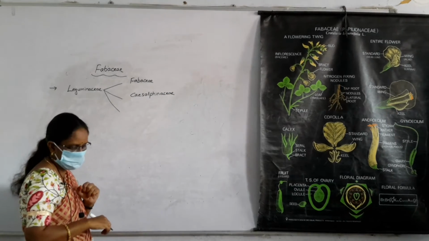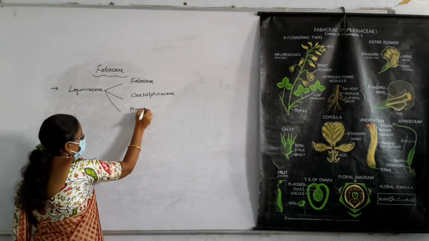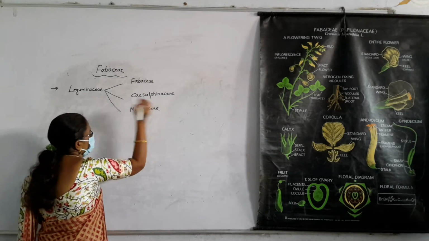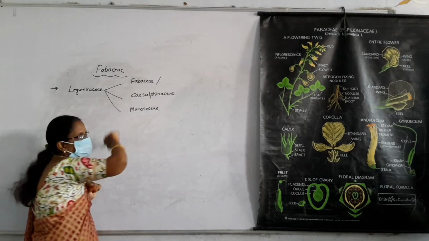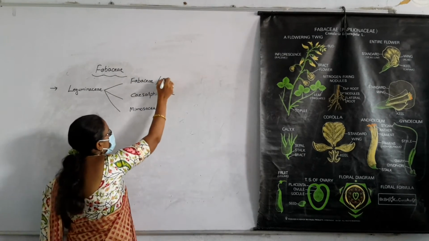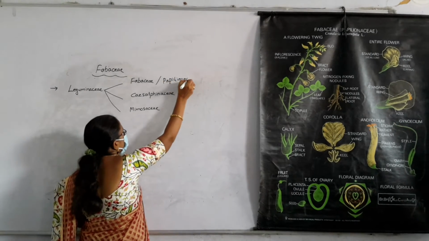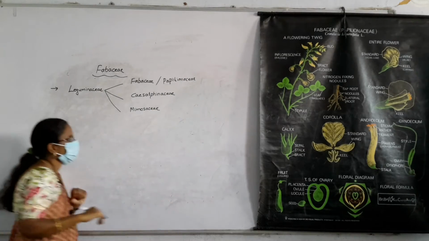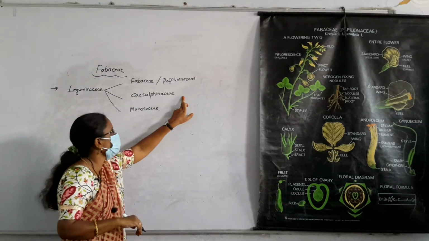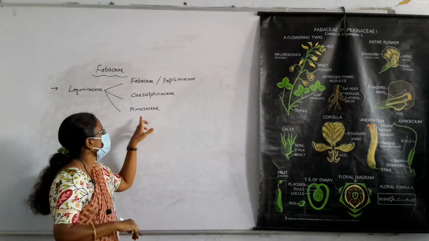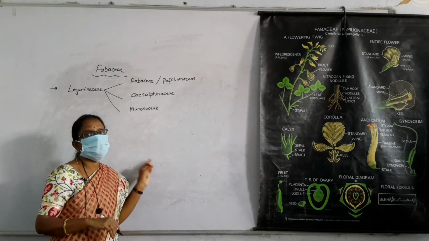Fabaceae, Caesalpinaceae, and Mimosaceae. The Fabaceae is also called Papilionaceae. Fabaceae, Papilionaceae, or Papilionoidae, Schizophenoidae and Mimosoidae. These three are subfamilies. The family is Leguminosae.